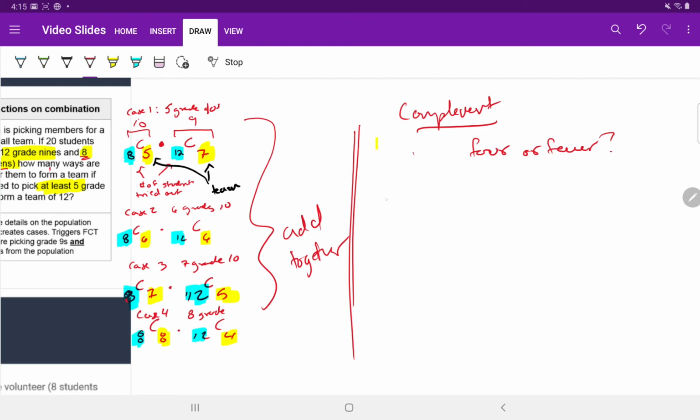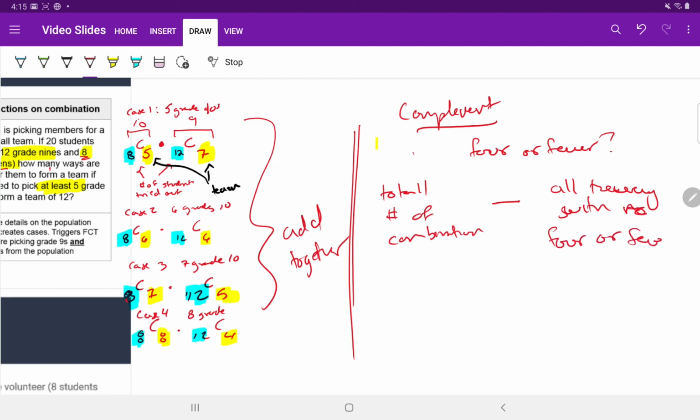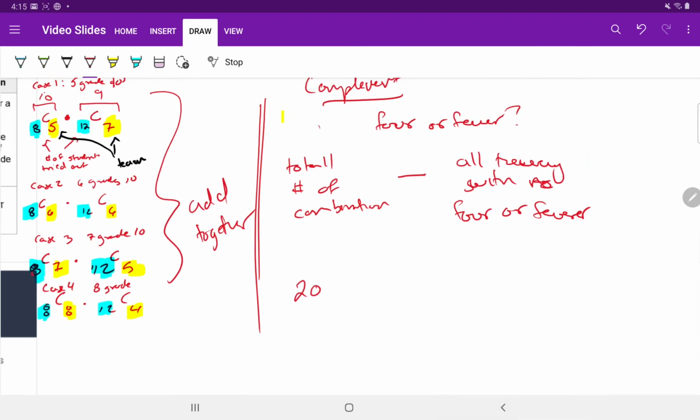And so what I need to do here is say, okay, what's the total number of combinations? And then I'm going to subtract all the ways with 4 or fewer. So I'd start by saying, okay, I've got 20 people trying out for the team. I'm going to pick 12. So this is all the different ways of forming the team, from part A, no restrictions. Then I'm going to subtract all the ways to do 4 or fewer.